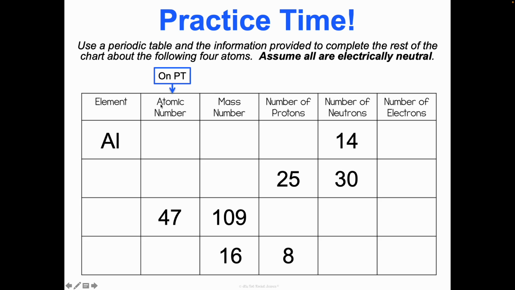How do I know the atomic number? It's on the periodic table. What's the mass number? It's the number of protons plus neutrons. So I'm going to add this number and this number. That's going to give me the mass number.